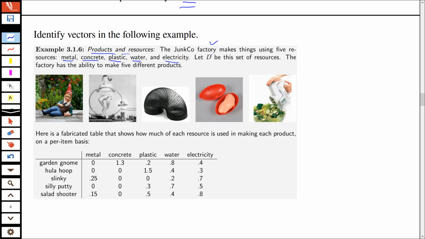Now use uppercase D for the set of resources. The factory has the ability to make 5 different products. You see this thing, these are different products. Each product will require different resources. It is not necessary that all the resources are actually used in, for example, this product. So if you look into the details of that factory, you can list the type of product. For example, garden gnome, I think it's this one.